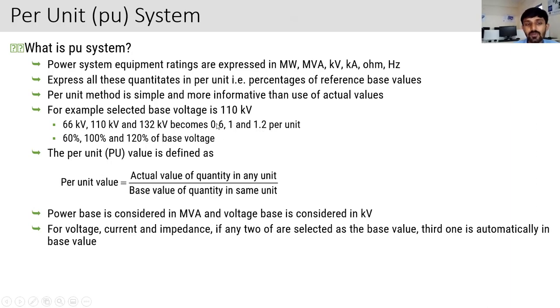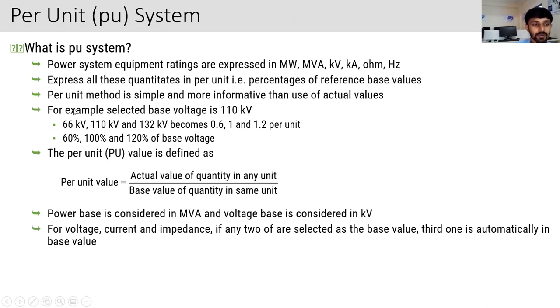This is the base value, the 60 is the 60%, and the 101 is almost 100% of the base value. So how can we find the per unit value as a distance? Per unit value is the actual value of the quantity in any unit. So what is the actual value here?